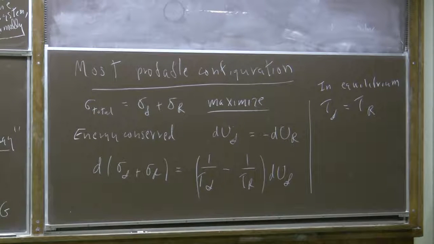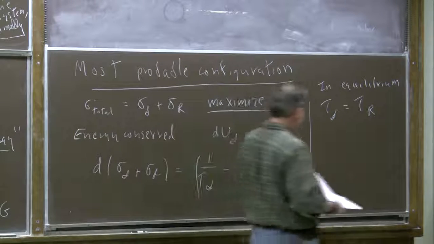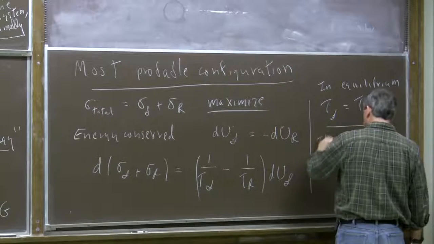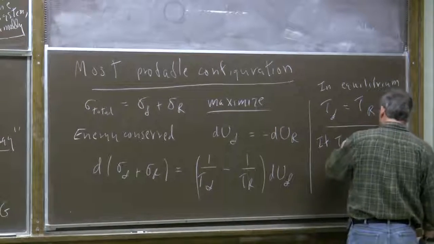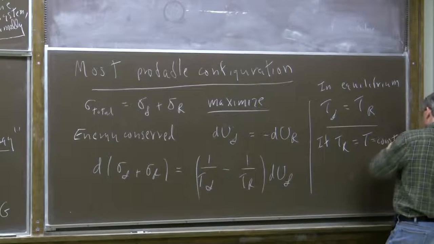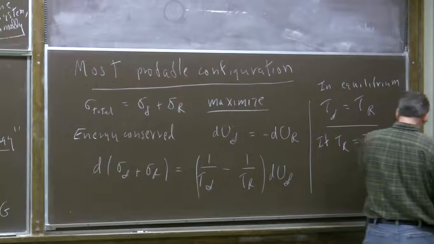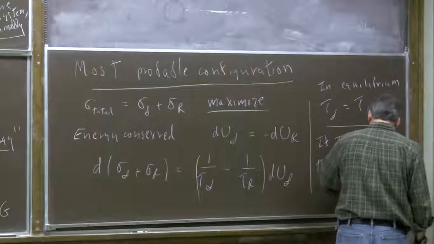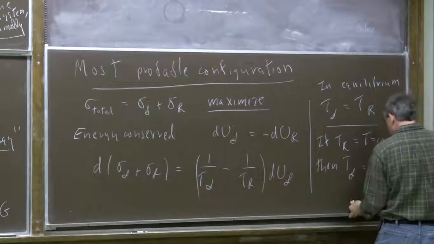So the system comes to equilibrium by attaining the fixed temperature of the reservoir. So if we consider the temperature of the reservoir to be a constant, then the temperature of the system is equal to that temperature in equilibrium.